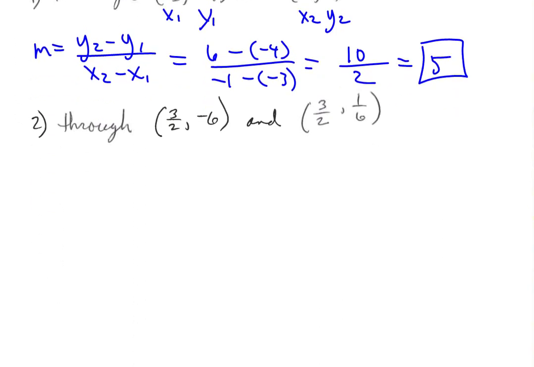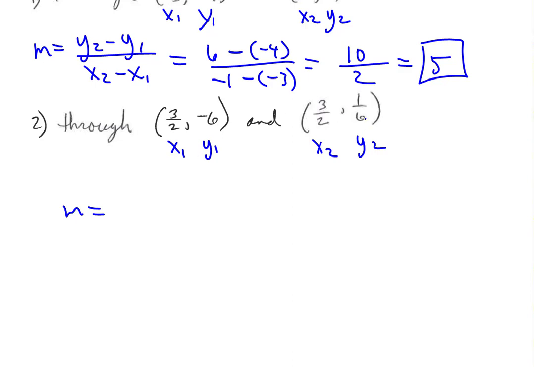Let's try another one. This one's the same kind of problem, except these points are given, the first one being (3/2, -6). So we'll call this first point x1, y1. The second point is (3/2, 1/6), so we'll call that x2 and y2. And then of course we're just looking for slope here, so we'll compute this using the same formula.